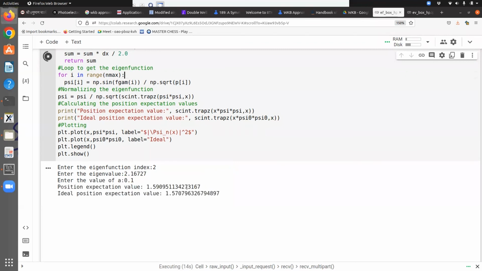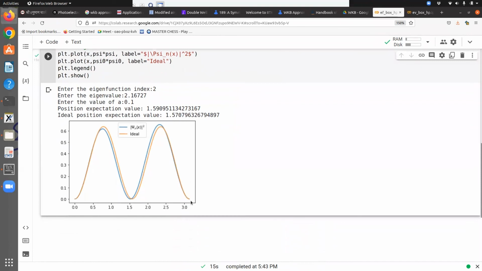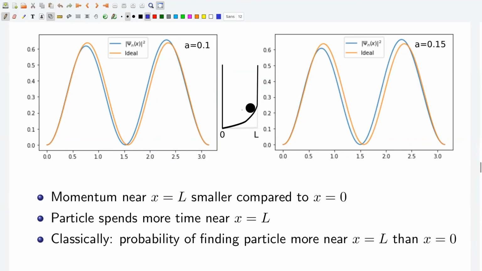and we plot the eigenfunctions. And again you see that there is a significant difference between the ideal case where V equals 0 and the case where we have a harmonic potential within the box. Let us try to understand in detail.